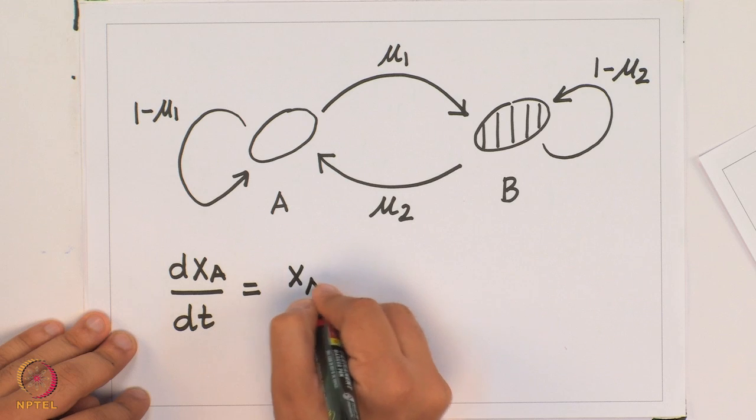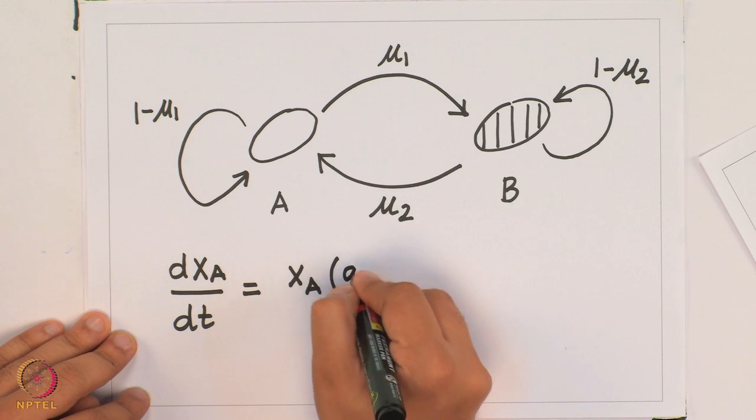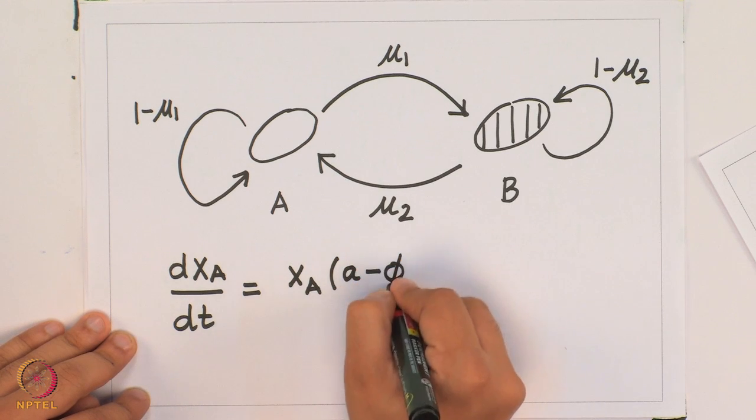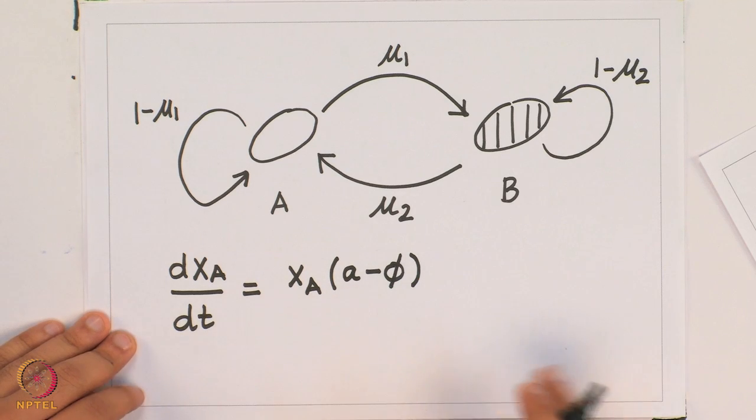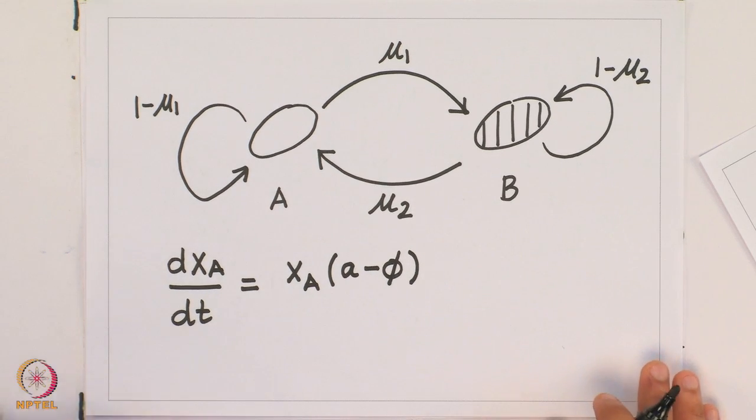So, just as we had done last time, dxA/dt can be written as xA times (a minus phi), and you should remember the significance of the variable phi from 2 lectures back, that phi is the constraint that we have placed on the growth rate, which ensures that the total number of bacteria in the environment does not exceed K.